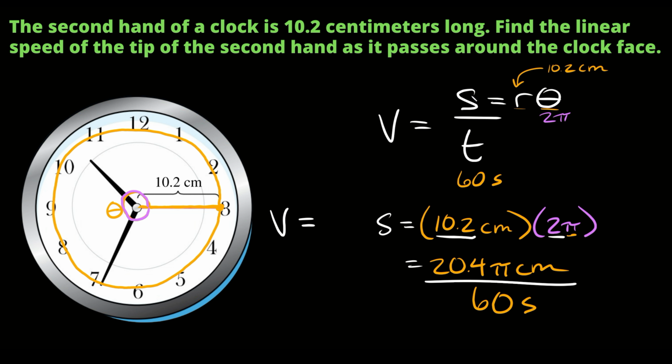Again, V is equal to S over T. If you plug this into your calculator, 20.4 pi divided by 60, you'll get that V, the linear speed, is approximately 1.07. And what are our units? We have centimeters over seconds, centimeters per second.